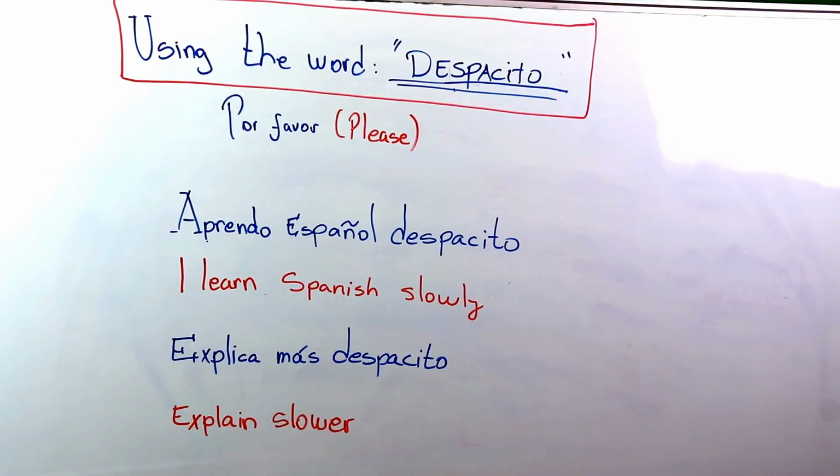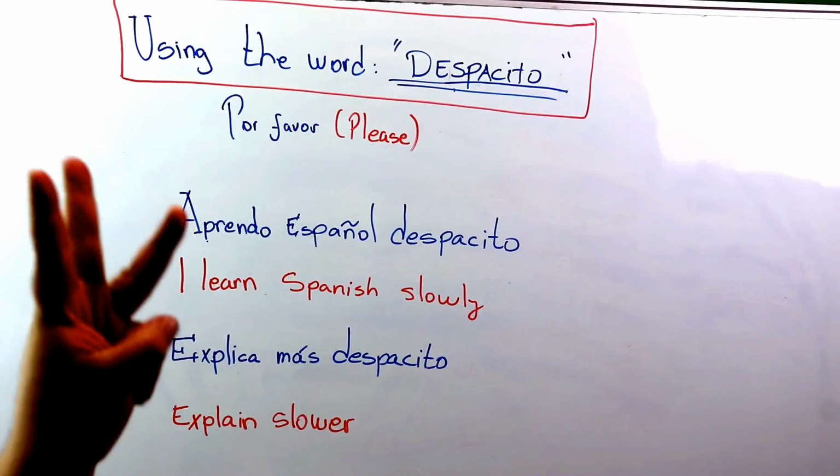Okay, another sentence which you can find very useful is the following. Explain slower. Explica más despacito. Let's say that I'm explaining everything very quickly, very fast for you to grasp. So you want to ask me to speak and explain slower. So then you would have to ask, explica, which means explain. You can see there the Latin connection. Explain, explica, más despacito, which means explain more slowly. But in English, we tend to say explain slower. Okay, same thing. Explica más despacito.